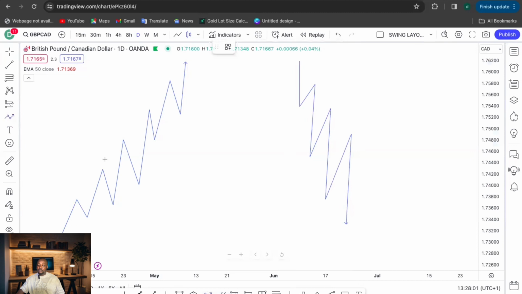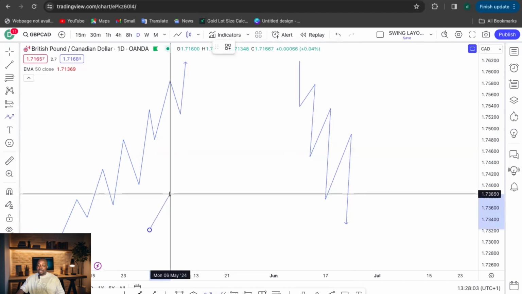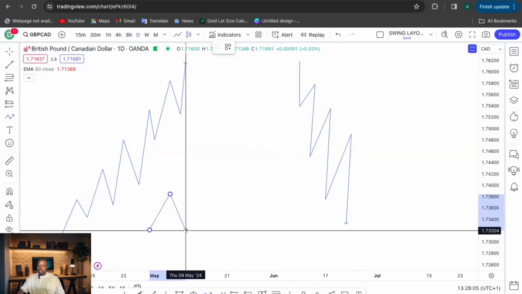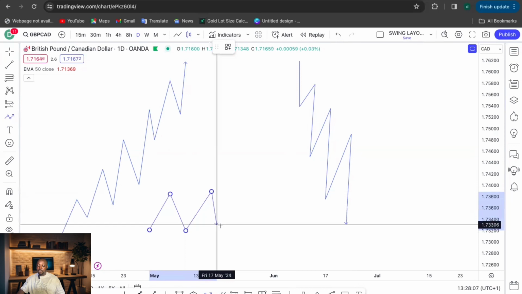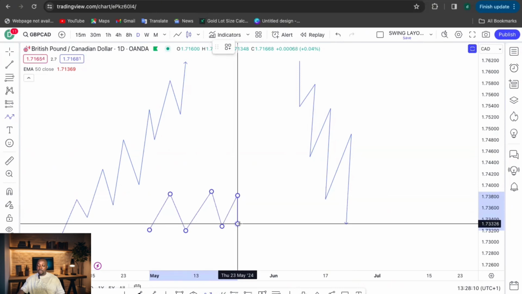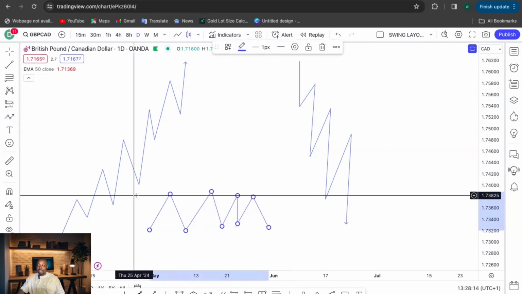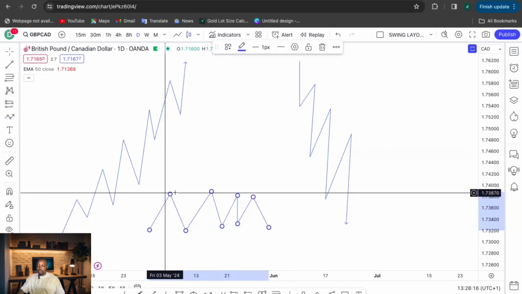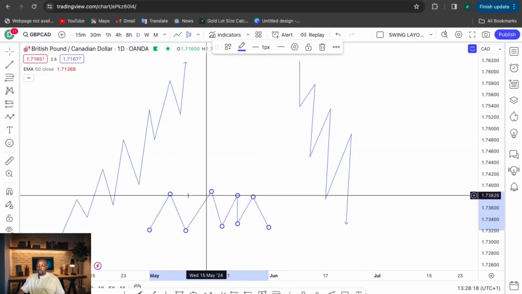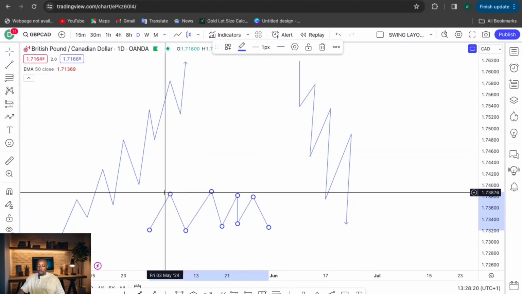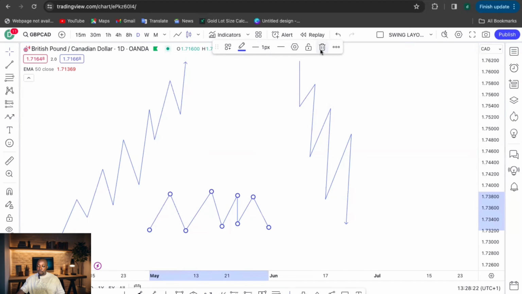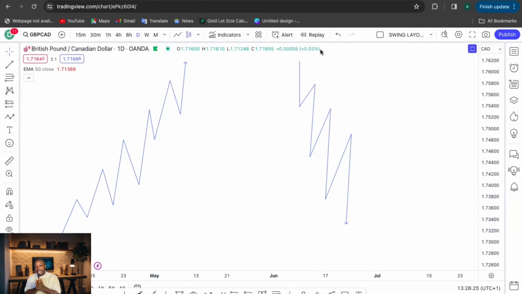Then we also spoke about ranging markets. A ranging market doesn't really have clean structure. The market is really going nowhere, so it's just moving up, down, up, down, up, down. So you can see that this market is not really giving us a good structure to trade. Okay, now that is the basis of structure. That is the basic information you need to know about structure.